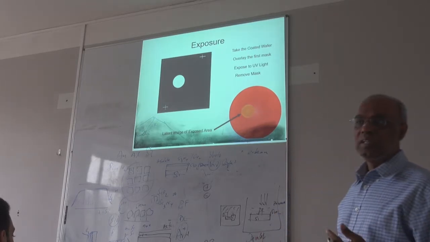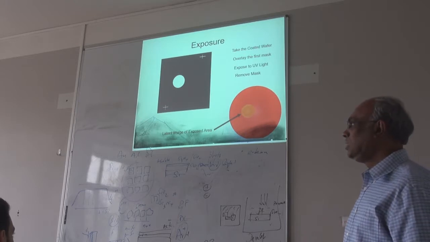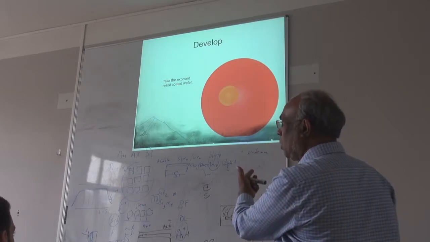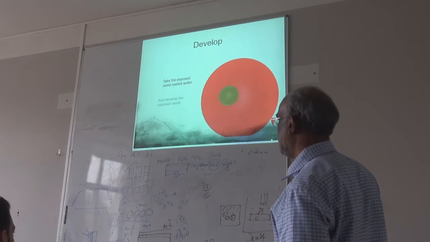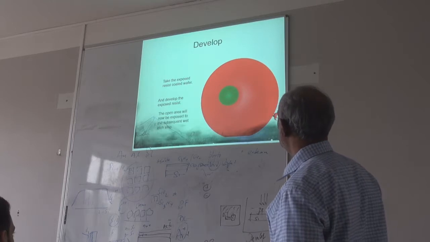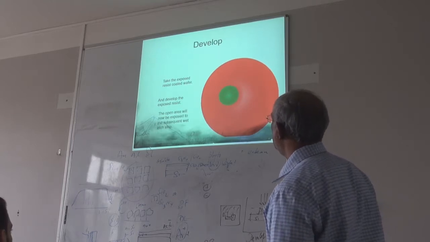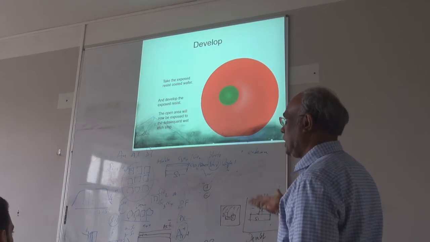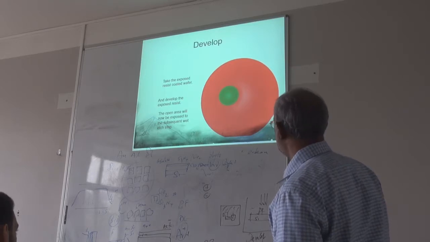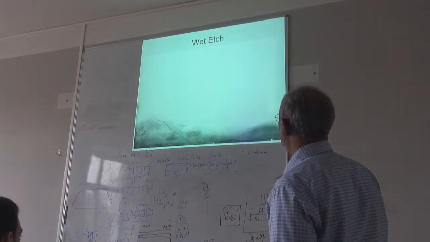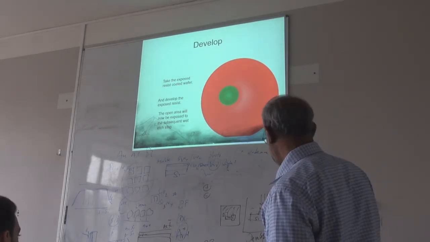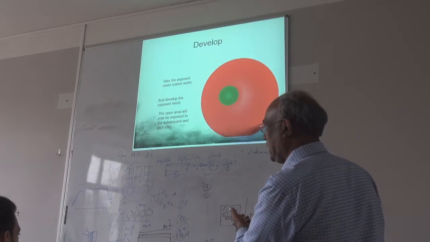Then what do you have to do? After this I have to develop it, right? When I develop, since this is a positive photoresist, only this part is left. Then we can put it in the etchant, which will etch through that part. This part is protected by the polymer, so the sacrificial layer is protected.